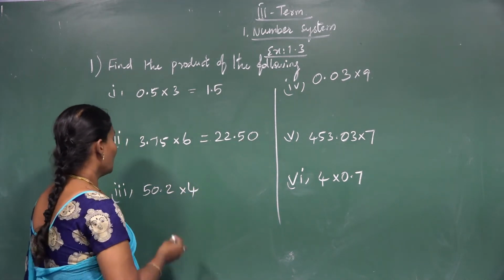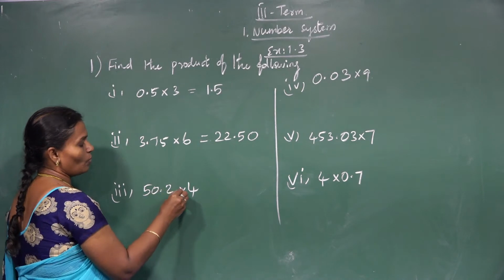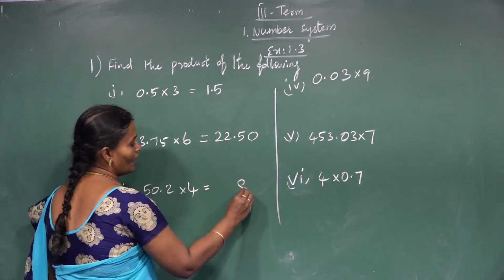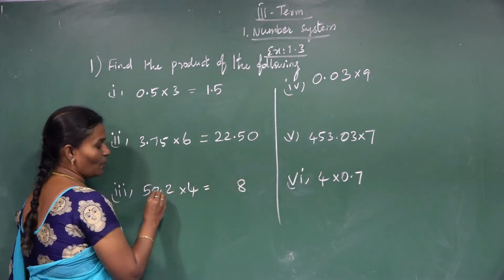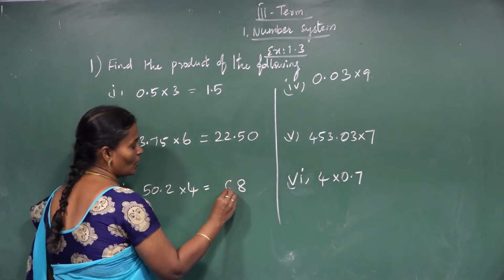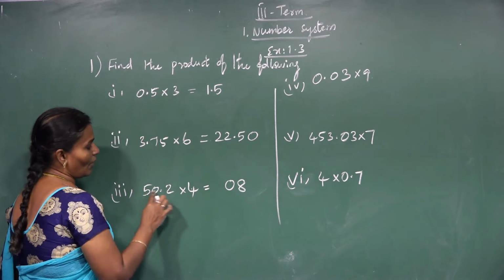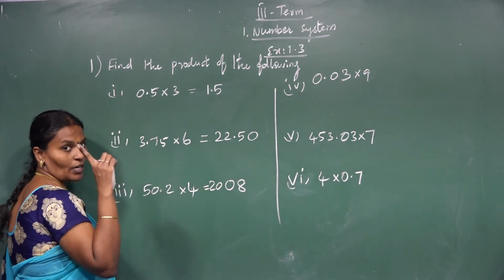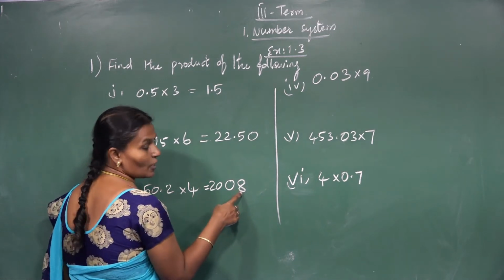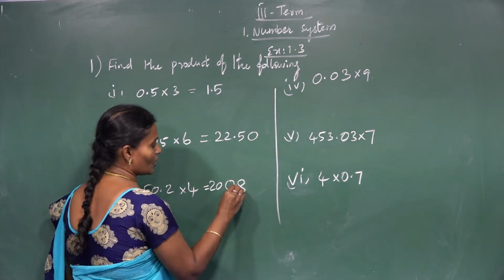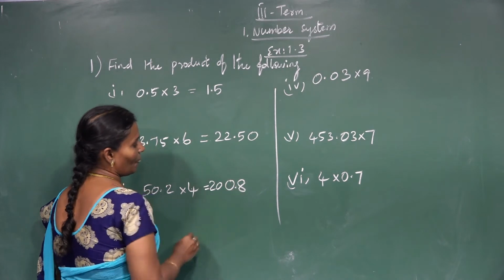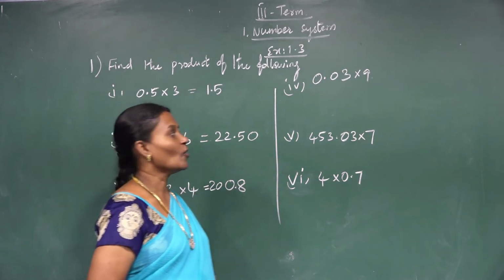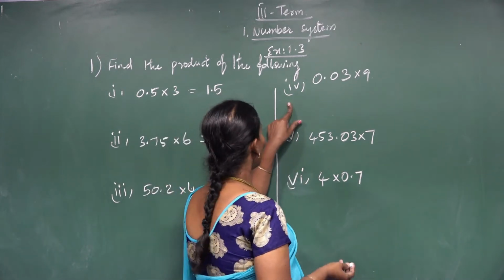Okay. Now see here 50.2 multiplied by 4. So here 4 2s are 8. Then 0 multiplied by 4 is 0. Then 5 4s are 20. Okay. So how many decimal places here? Only one decimal place. So you put the decimal point after one digit. So what is that answer? See, 200.8. Understand children? Good.